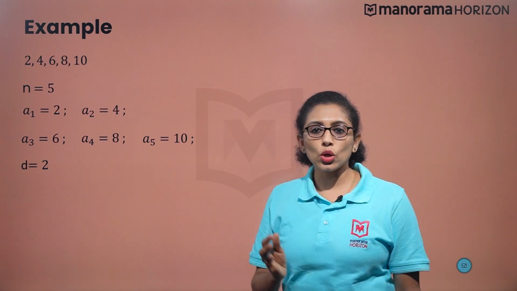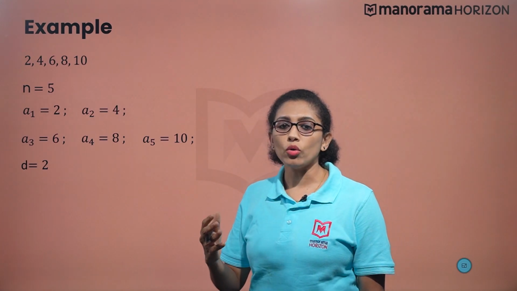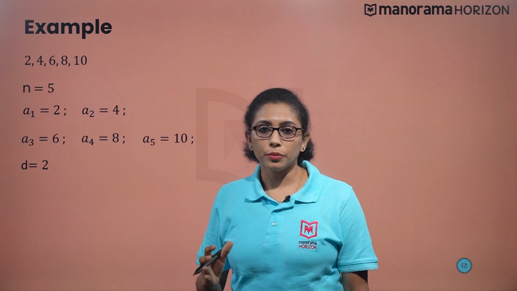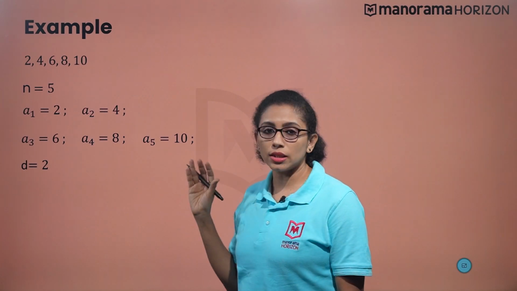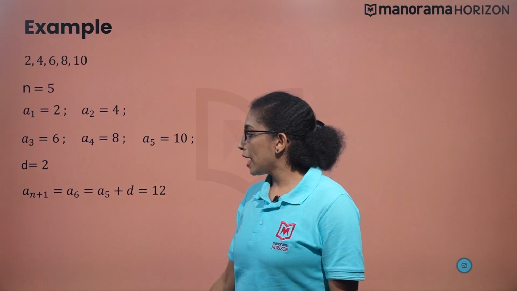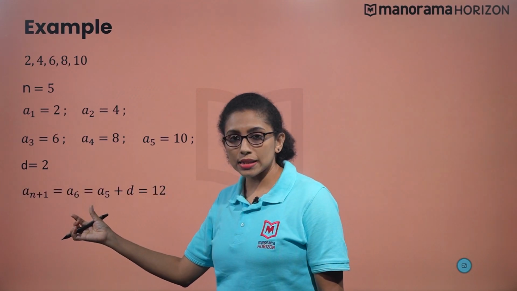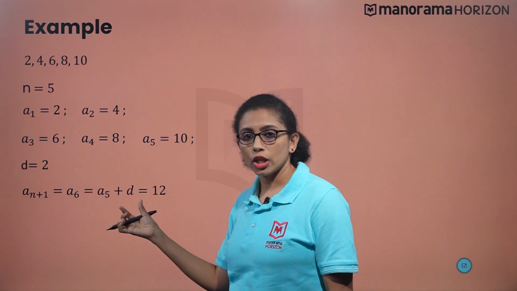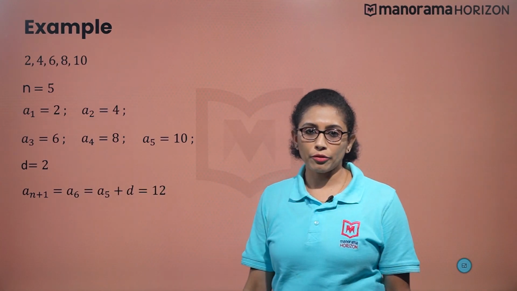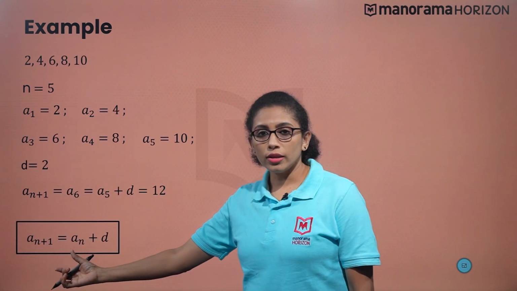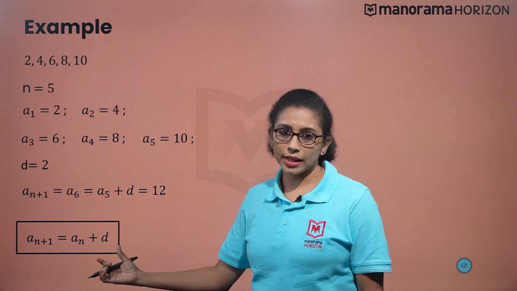So, from this sequence, let us try to find out the (n+1)th term. Now, we have to add the common difference to the last term. That is, a(n+1) is equal to a6 is equal to a5 plus d, which is equal to 10 plus 2, we get it as 12. That is, a(n+1) is equal to an plus d.